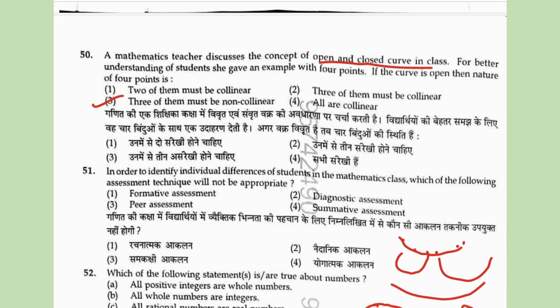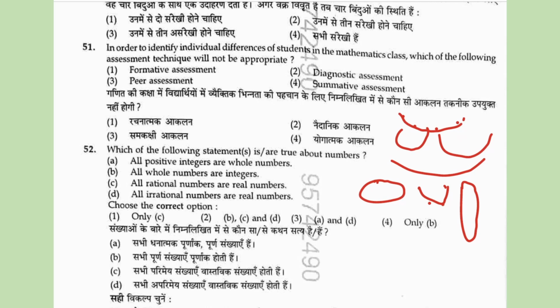So this is again a very conceptual question. You have to understand what a curve is. And I again think this is not a paper 1 question. Okay, next question. In order to identify individual differences, which of the following will not be appropriate? A summative assessment will not be appropriate if you want to find individual differences in the class. Diagnostic assessment will help, formative will help, peer assessment will help, but summative assessment will not help.